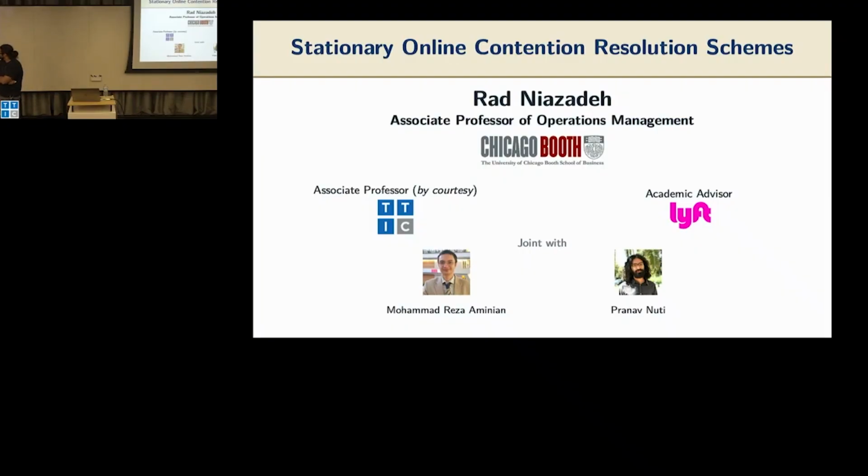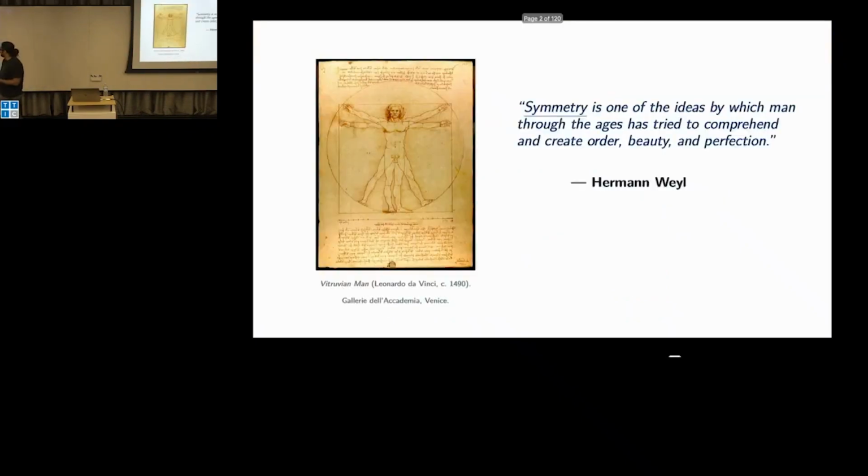So this talk is going to be about the recent paper, a Stationary Online Contention Resolution Scheme, which is a joint work with my PhD student, Mohammad Reza Aminian, and my postdoc, Pranav Nuti, both of whom are sitting in the audience. So feel free to ask easy questions from me, and if you have any difficult questions, these guys are here to help. And this is a very recent work, so if you have any feedback, that would be absolutely welcome.